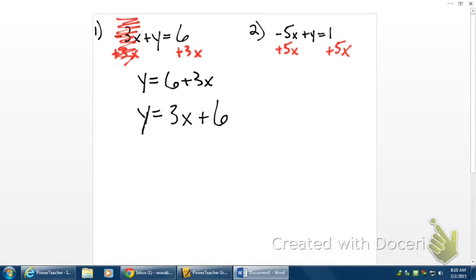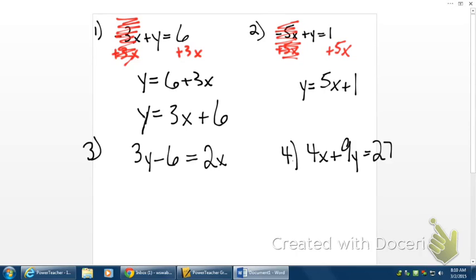Okay? So what's going to happen to this left side? Well, it's going to cancel out. What am I going to have left? Well, I'm going to have a y equals, I have a positive 5x, so write down 5x, and I have a positive 1, plus 1. And you're done. Always going to solve for y.